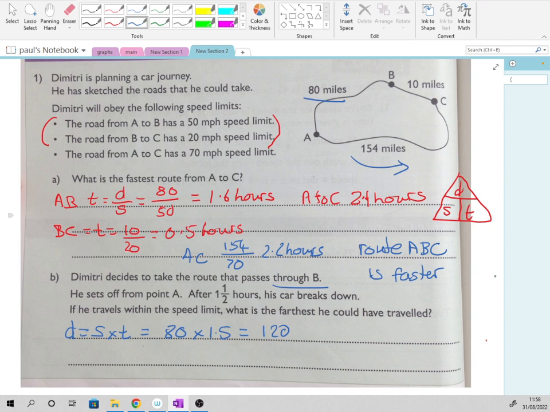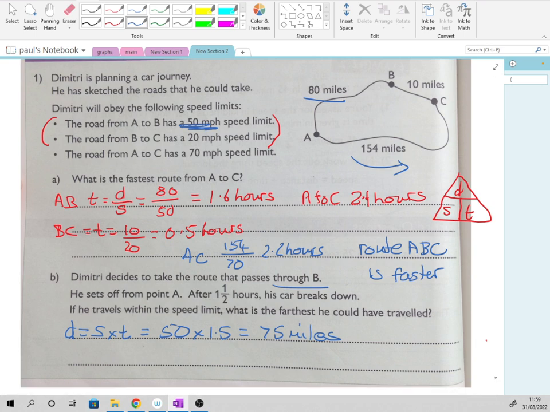He sets off from point A. After 1.5 hours, his car breaks down. What's the farthest he could have gone? So distance is speed times the time. The speed is... Oh no, that's not the speed, is it? Because he's gone too far, that's why. The speed was 50. 50 times 1.5 is 75 miles.